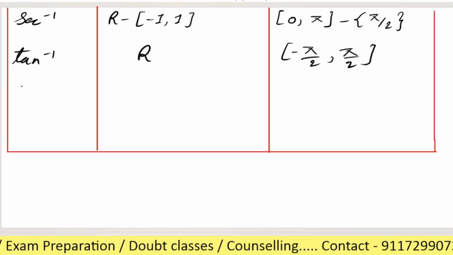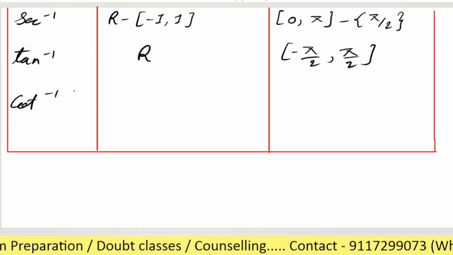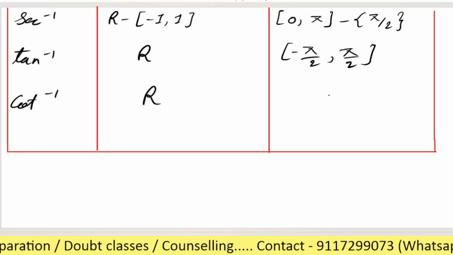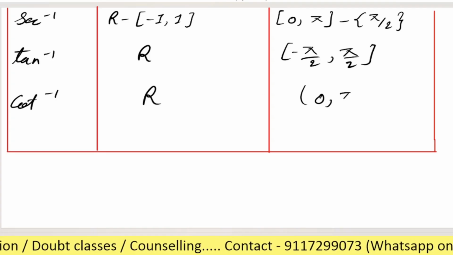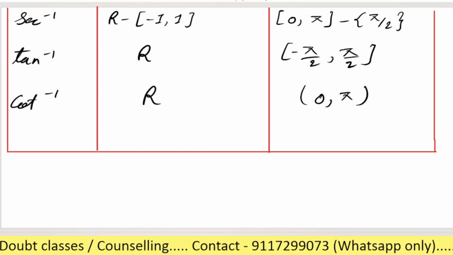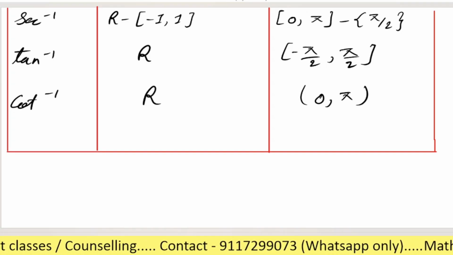And similarly cot inverse. For cot inverse, the domain will be R and the range will be 0 to pi. Is it clear? Or any doubt? Just tell me.